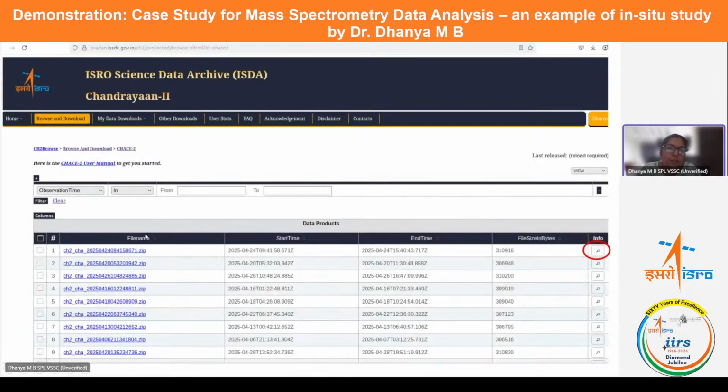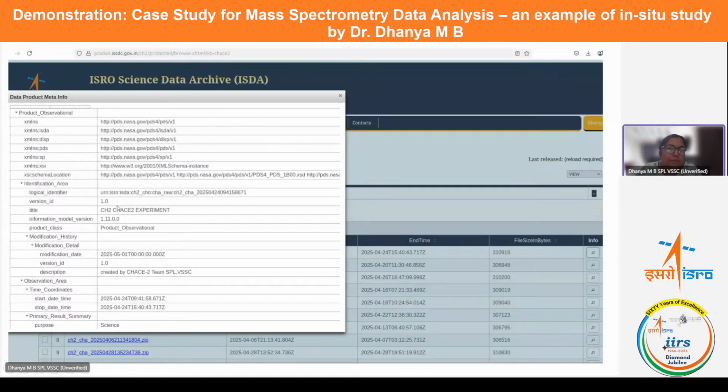Once you click on ChACE-2, this kind of page will open, where you can find certain zip files, where the name is Chandrayaan 2, CHA stands for ChACE, and then the year, month, day, hour, minute, second of that data. The start time and end time are given here, and the start time is used in the zip file name. It means that the data in the file runs from this time to that time. There is some meta information given here, which you can open. Then you can see there is some description, and these are some common things. After that, you can see the ChACE experiment.